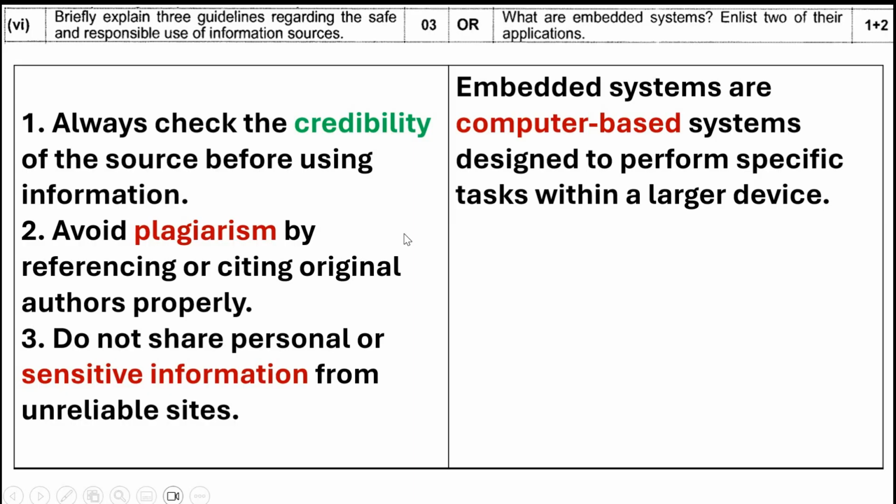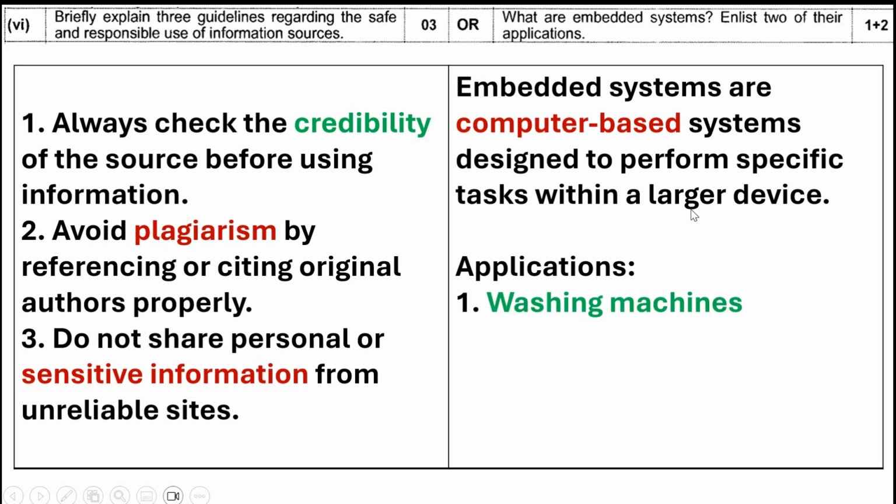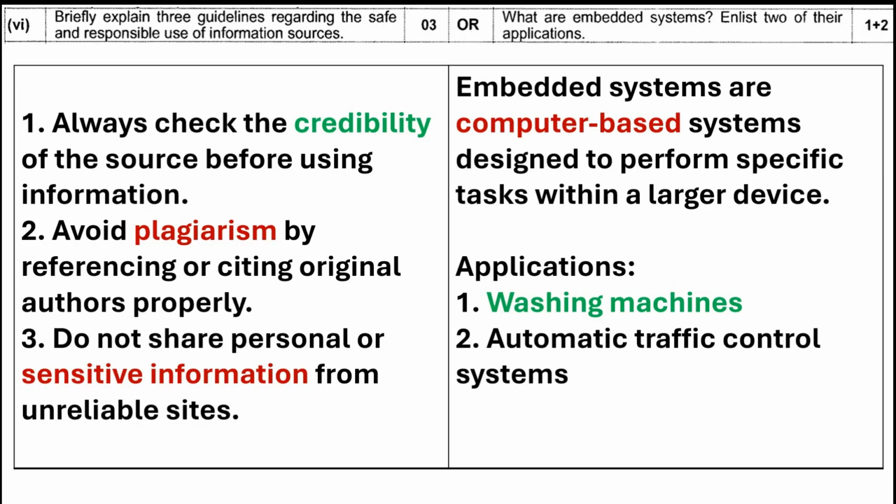The other question is, what are embedded systems, and list two of their applications. Embedded systems are computer-based systems designed to perform specific tasks within a larger device. Applications: number one is washing machines. Number two, automatic traffic control systems.